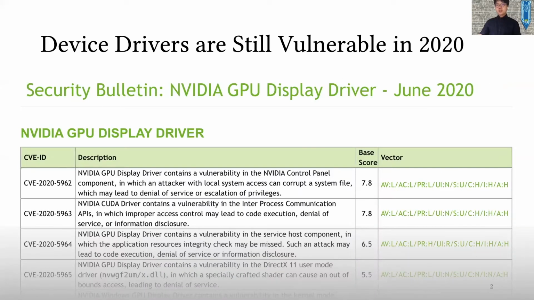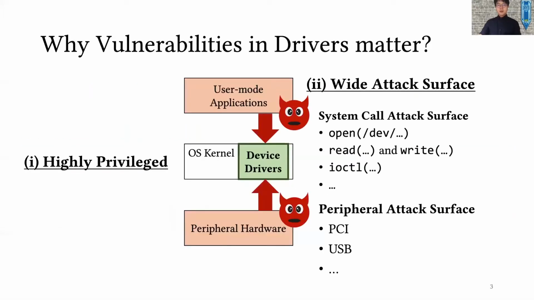Device drivers are still vulnerable today in 2020. A number of vulnerabilities were found and published just a couple of months ago in a GPU display driver, a widely used device driver out there. Now, why do vulnerabilities in device drivers matter? First of all, device drivers are highly privileged as they run within the kernel context alongside other kernel components, and there's no privilege separation between them.